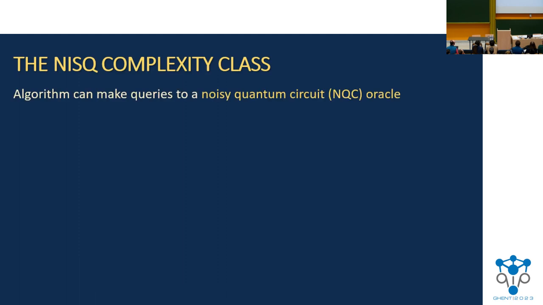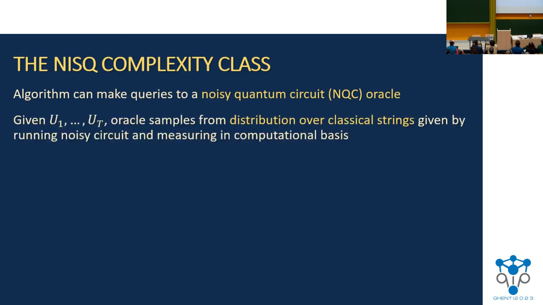So a NISQ algorithm, we're going to allow to make queries to a particular oracle that I'll refer to as an NQC oracle for the rest of the talk, just a noisy quantum circuit. The idea is, the classical algorithm can pick some sequence of unitaries, U1 through UT, and give this to the oracle, and the oracle is going to spit out some sample from a distribution over classical strings. Namely, the distribution you get if you run this noisy quantum circuit using the sequence of unitaries, and then measure the result in the computational basis.